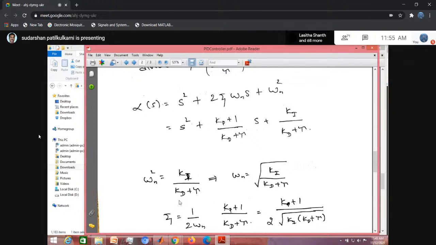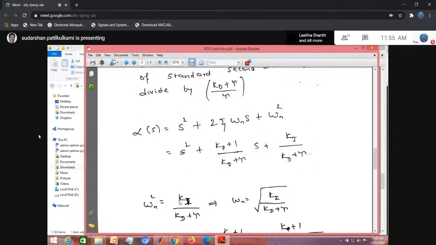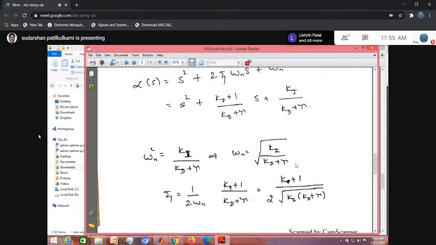So comparing with the natural frequency, omega n square is ki divided by kd plus tau. So omega n is square root of ki divided by kd plus tau. And 2 zeta omega n is kp plus 1 divided by kd plus tau. So therefore zeta equals 1 over 2 omega n times kp plus 1 divided by kd plus tau. Substitute for omega n.